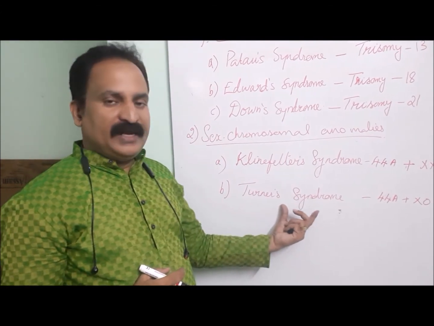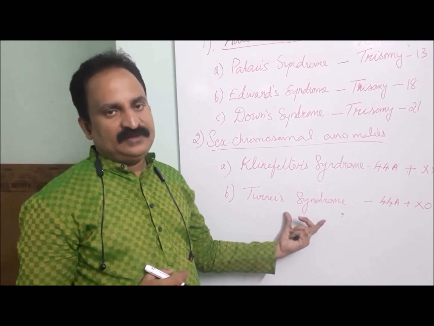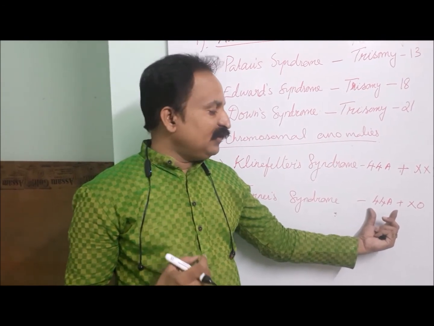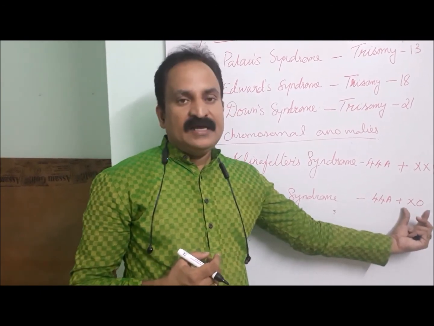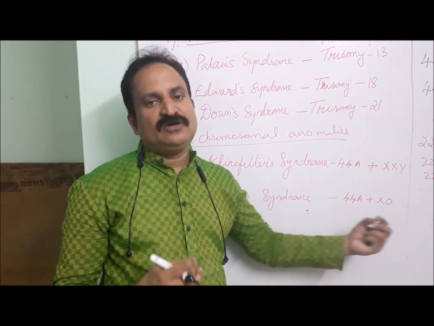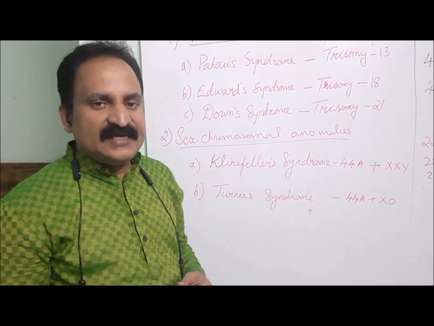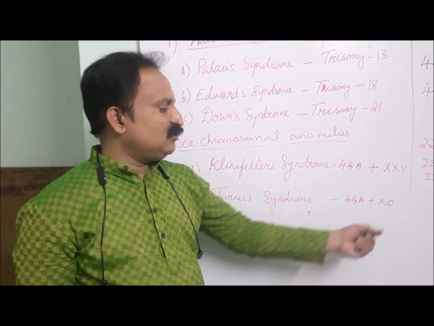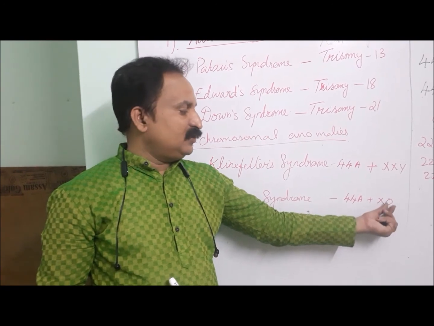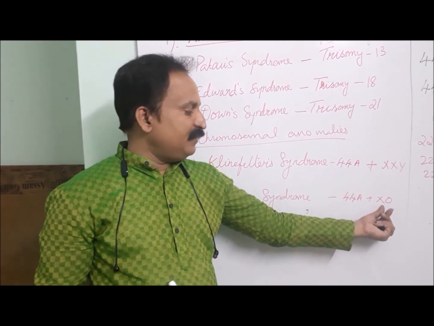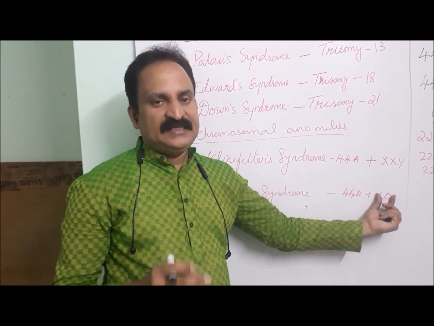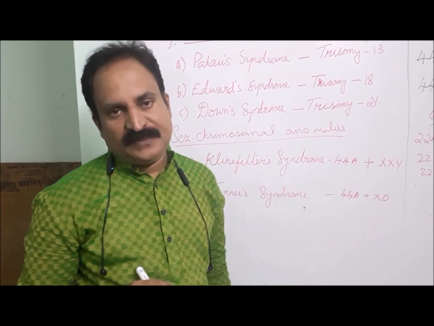Another sex chromosomal anomaly is Turner syndrome. It is seen in females. Females normally have 44 autosomes and XX, but here one X chromosome is lacking due to genetic non-disjunction. One X chromosome will not come to the female gamete during the process of cell division. So what will happen here? It is 44A plus X0. X0 means only one X chromosome is present.